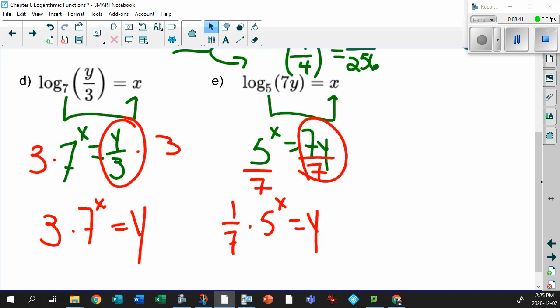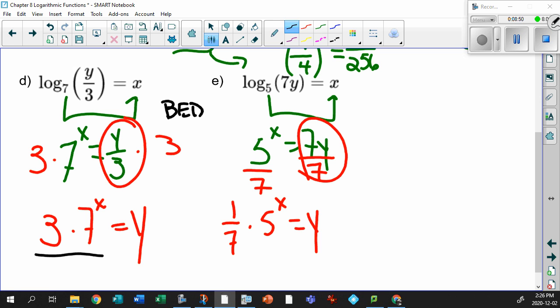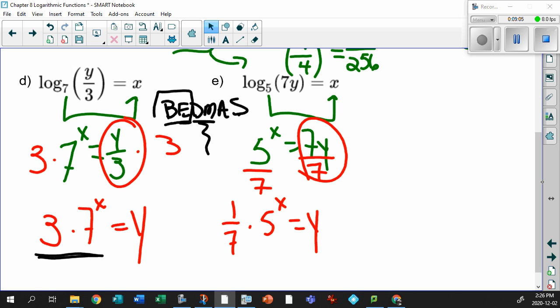Important point, though, is this. Do you notice that I did not multiply 3 times 7? Remember, bad maths. You learned way back in grade 4 that exponents are separate from multiplication and division. You can't go out and multiply that because you haven't done the exponent yet. So make sure to keep them separate. All right?